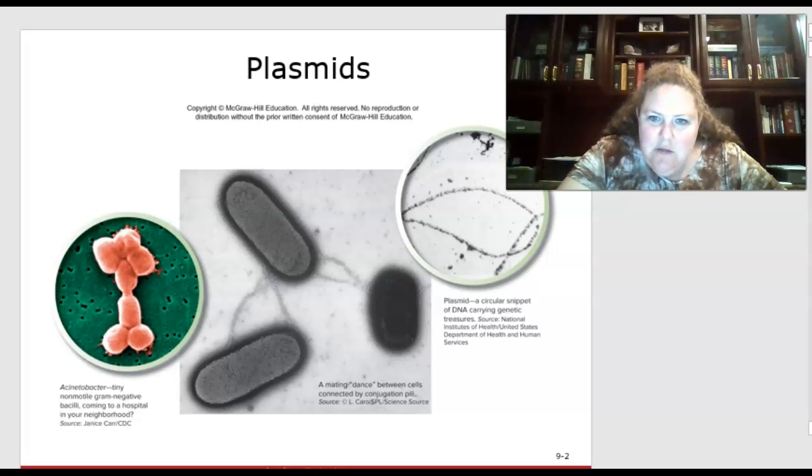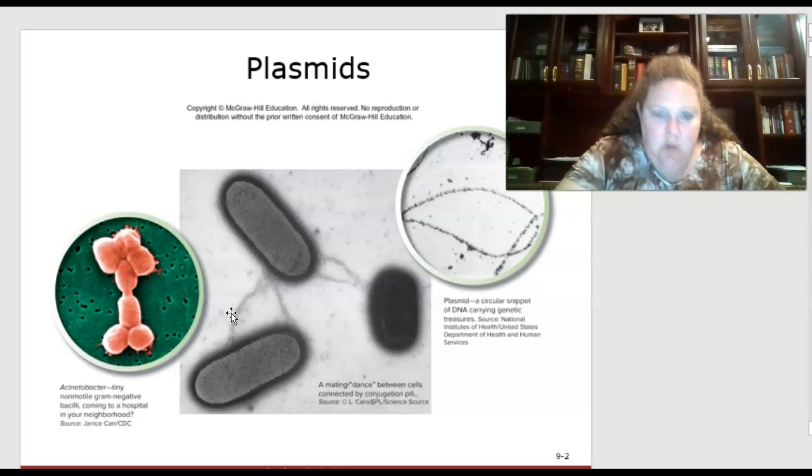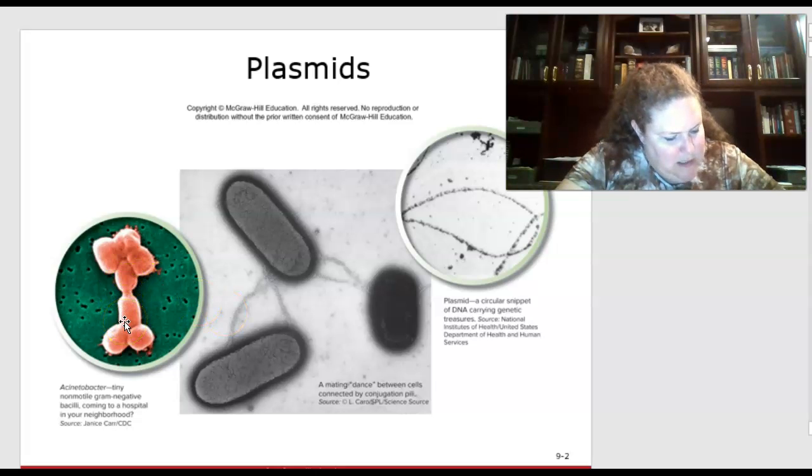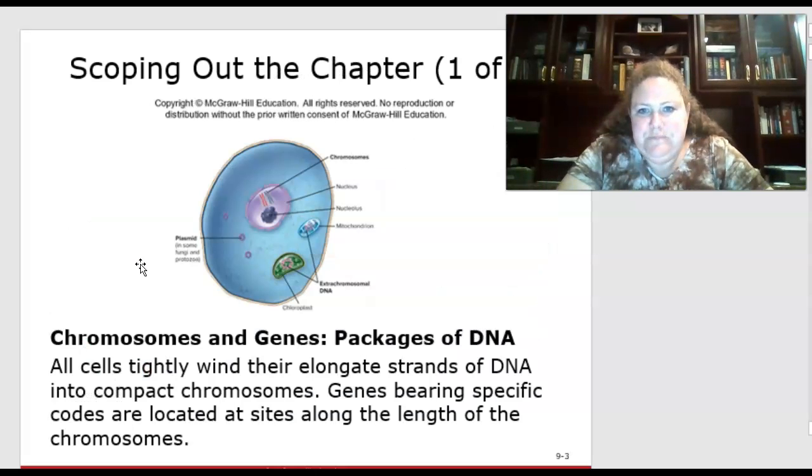And down here, you can see that this is a mating dance between cells that are going to be connected through these conjugation pili. So remember, pili are one of the appendages, right? Conjugation is when you conjoin or mate, right? And then down here, you can see the Actinobacter, which is a tiny non-motile gram-negative bacilli that comes to a hospital in your neighborhood. That would not be so much fun.